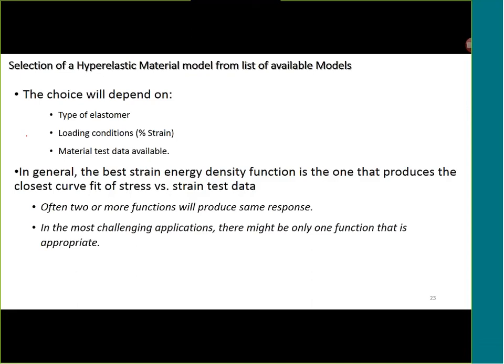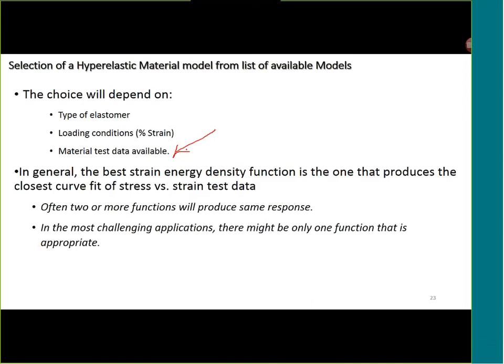So the choice of what material model to choose will depend on the type of the elastomer. Like in the first slide I have shown, there are different types of elastomers, NBR, SBR, EPDM, there are so many categories. First it depends on the type of the elastomer. Then the amount of loading, how much percentage of strain that your elastomeric component is going to see. And more importantly, what are all the material test data available with you? In coming slides we will talk about what are all required data to characterize elastomeric materials.